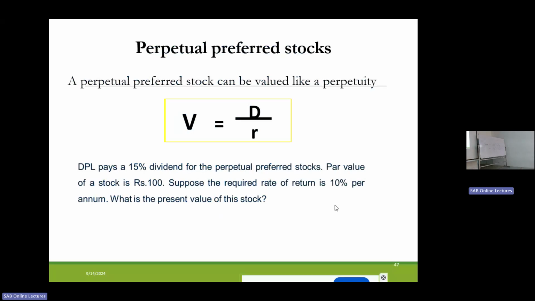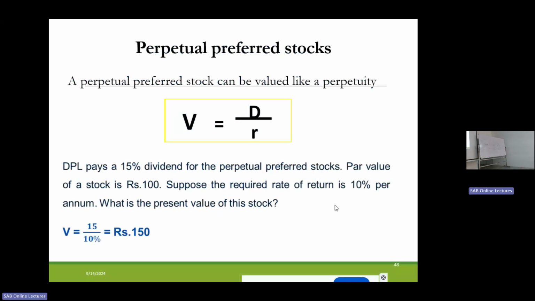So you can calculate the intrinsic value of a perpetual or unredeemable preference share simply as the annual dividend divided by the investor's required rate of return. That's all. DPL pays a 15% dividend on its perpetual preferred stock. Perpetual preferred stock means no maturity, that is, unredeemable. Par value is 100, so you are getting 15 rupees annually. If the investor's required rate of return is 10%, what is the value? 15 divided by 10%, which is equal to 150.